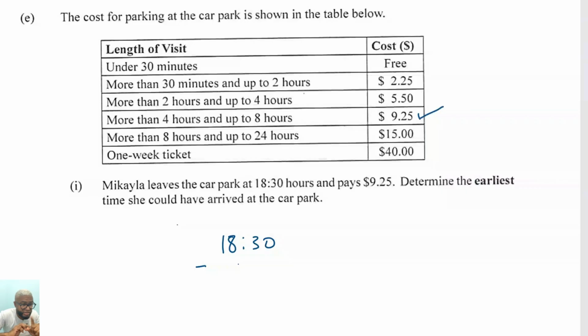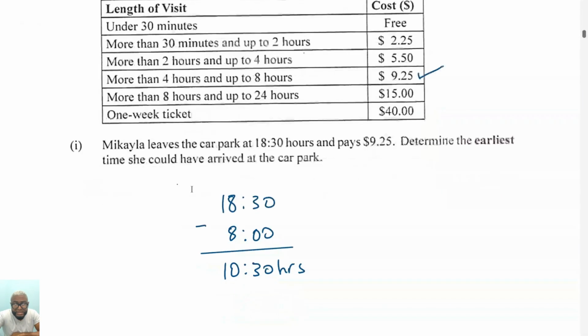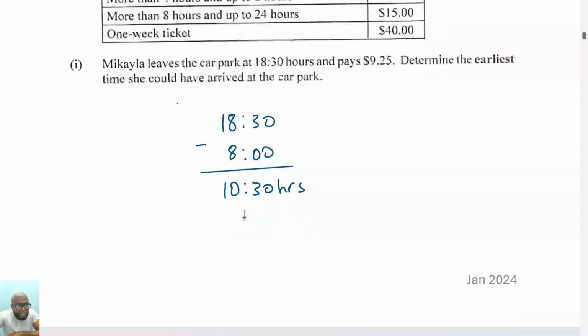Right, so if we minus 4 hours, that would be the earliest time he could have reached. 8. Excellent, Nico. So Dane, understand it, right? It is more than 4 hours and up to 8 hours. So the more hours he stayed would have been the earlier time he could have reached. So if I minus the 8, the earliest time he could have arrived would have been 10:30 hours. That's the earliest time. If I did 4, it would have been 14:30 hours, which is not the earliest time he could have arrived.